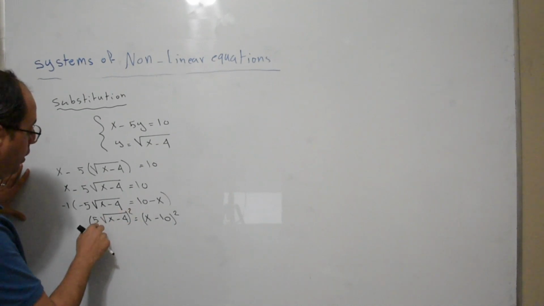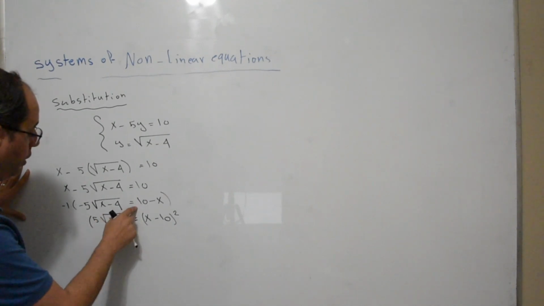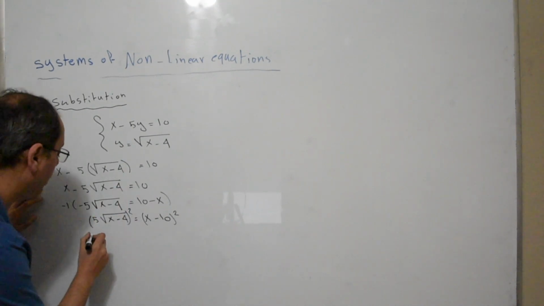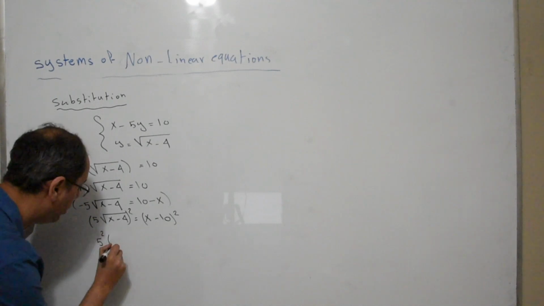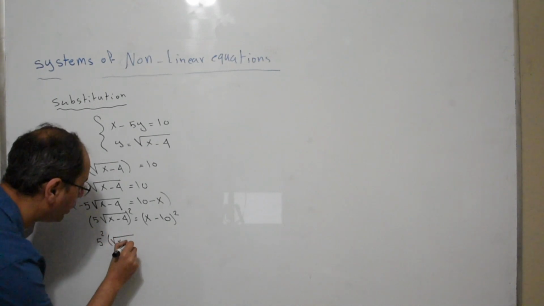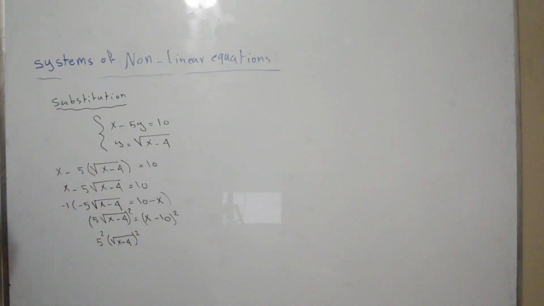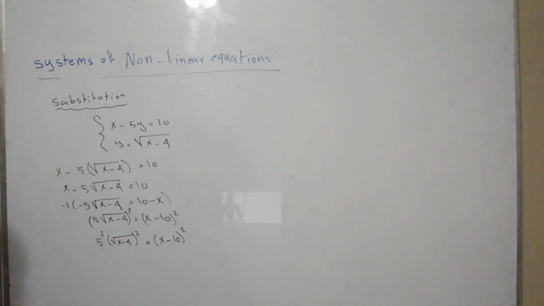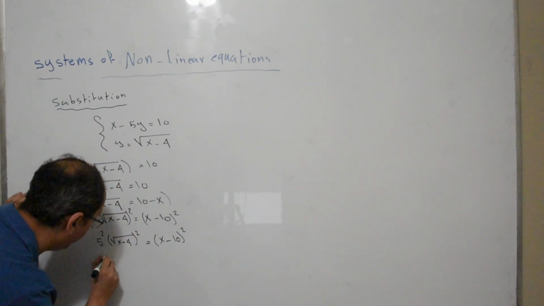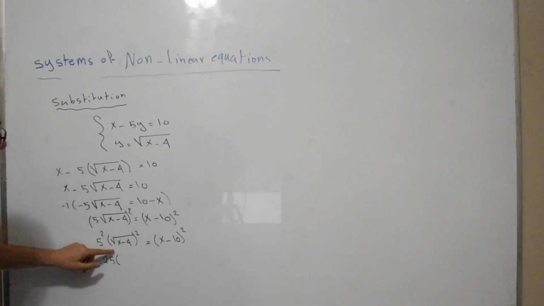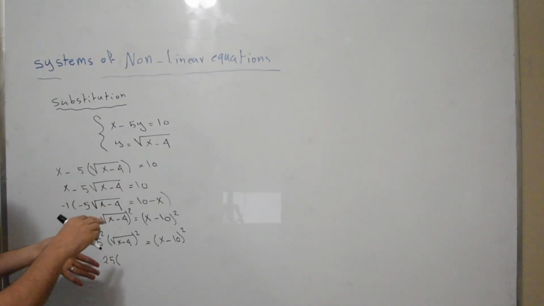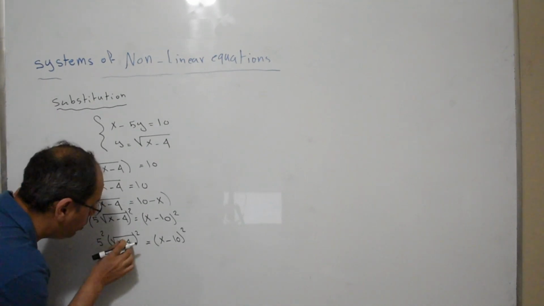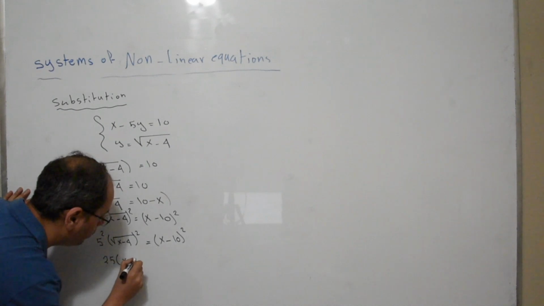So now that would be 5 squared times the square root of x minus 4 squared. Let's write it down first. 5 squared times the square root of x minus 4 squared, which is equal to x minus 10 squared. Okay? So 5 squared is 25 times the square root of something squared, which is the radicand here. So that means I have only x minus 4.